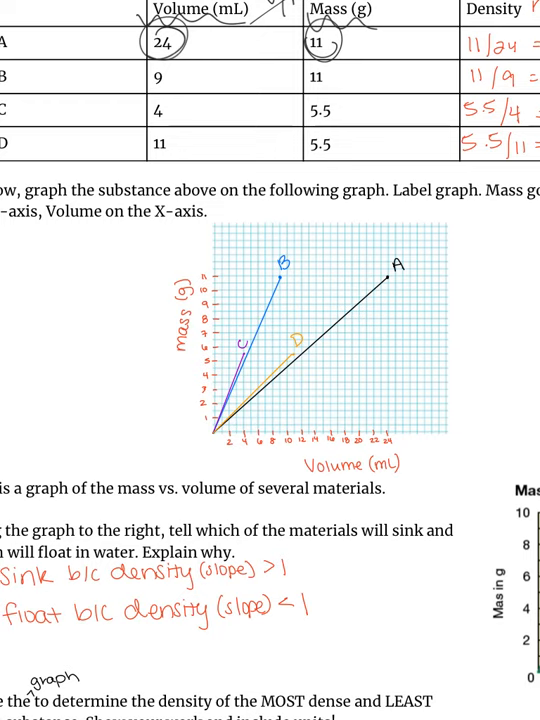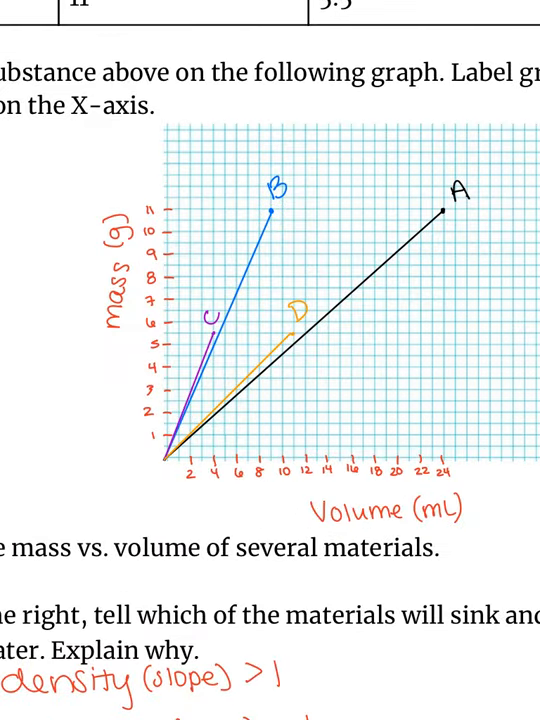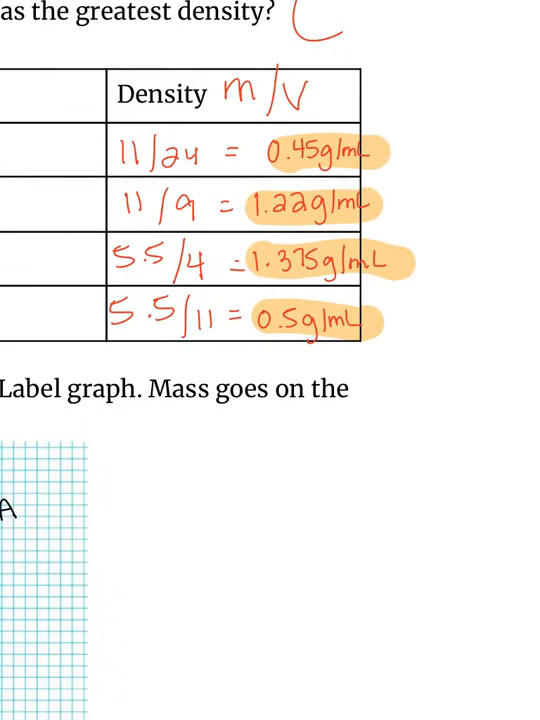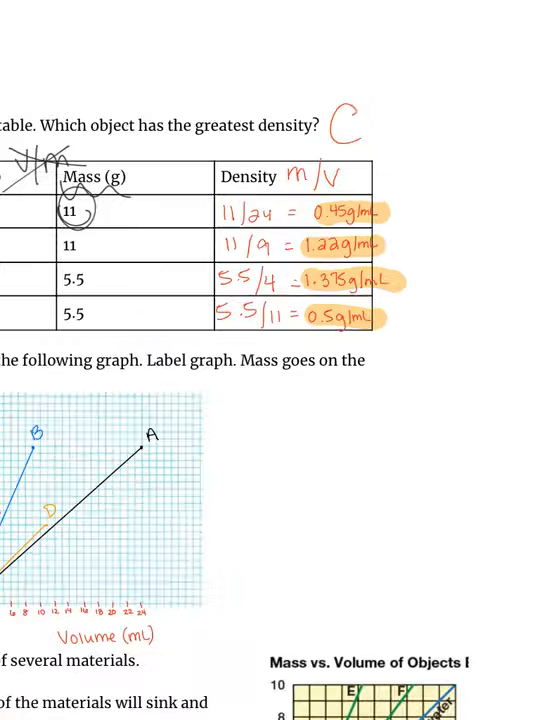Now looking at my lines, I know that the steepest one is the one that has the greatest density. So C should have the greatest density, and A is the most gradual one. It's the one that's not as steep. That would be the lowest density. So I should come back here and double check it. Does that match up? And it does.